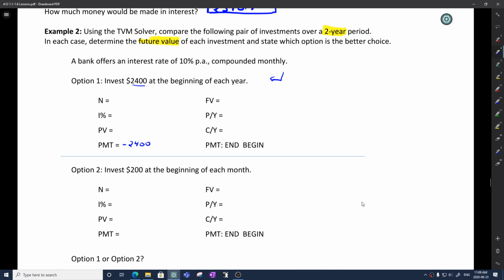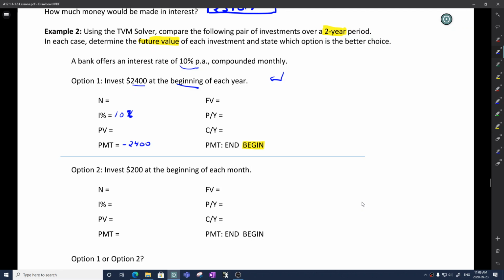Now, let's back this up. A bank offers an interest rate of 10% per annum. So my interest rate is 10%. I'm just going to cross out that percent because in our calculator we just enter 10. At the beginning of the year. So we have to be careful, because at the beginning of the year we have to select begin in the TVM solver. However, most questions are at the end. If not stated, it's assumed to be at the end.